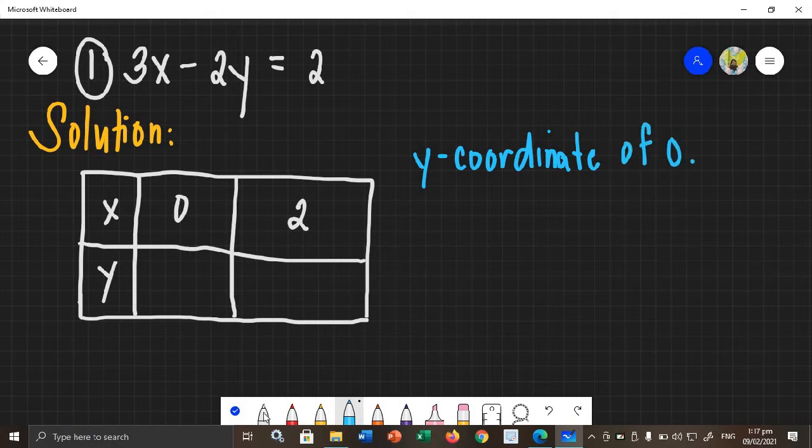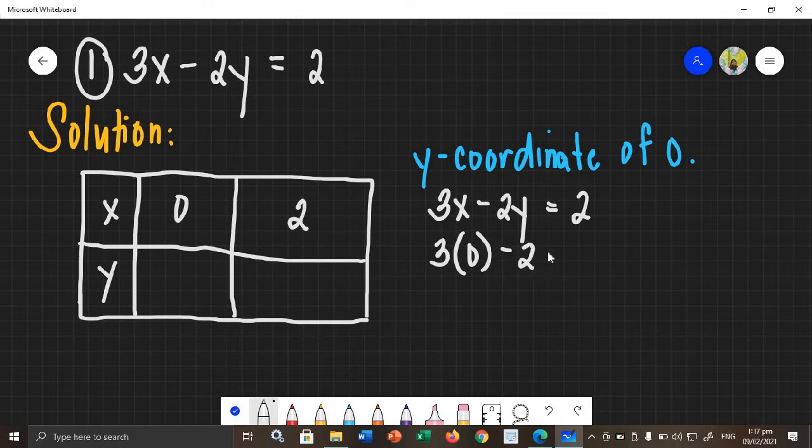0 yung x coordinate mo. Substitute mo si 0 dun sa x sa linear equation. So, we have 3x minus 2y equals 2. So, sa x sa linear equation, ipalit mo lang si 0 na x coordinate mo. So, 3 times 0 and then minus 2y equals 2. So, 3 times 0, that will be cancelled na, diba?